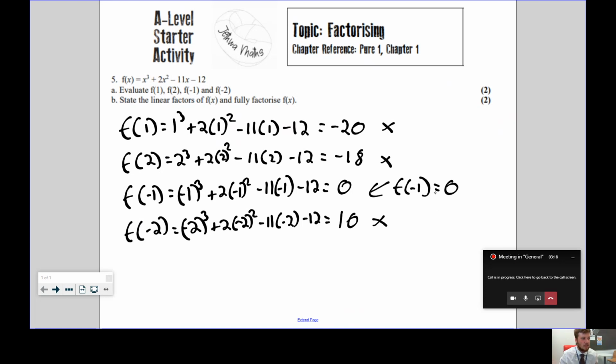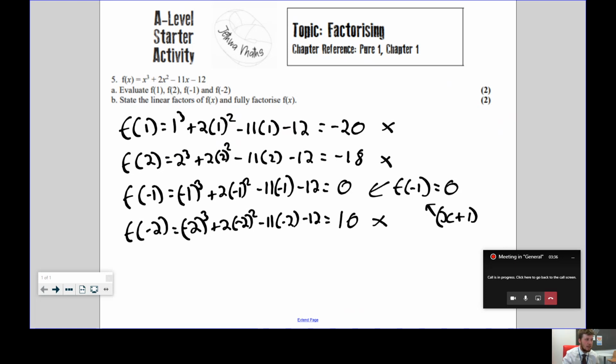So therefore, we know that if we want to factorise this and factorise it fully, because negative 1 is a root, that means we can take out a factor of x plus 1, because that will be the bracket, which when we substitute in negative 1 will reduce to 0.